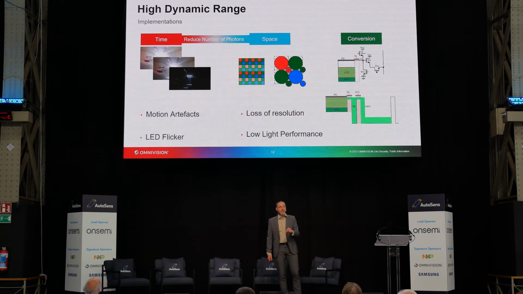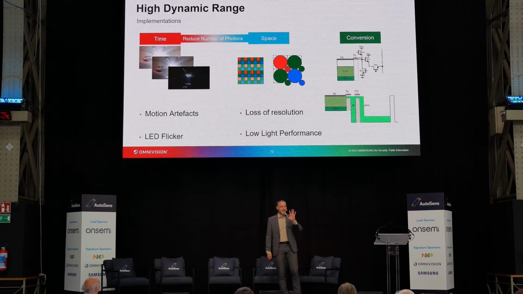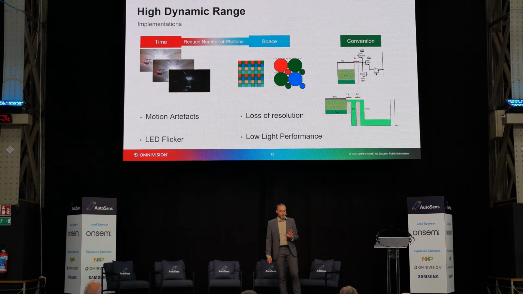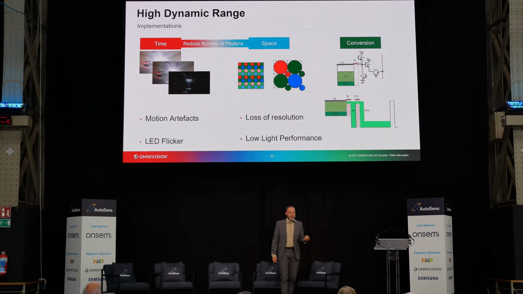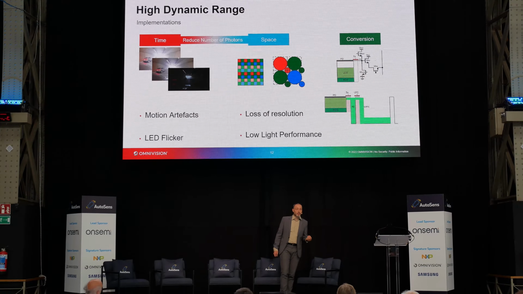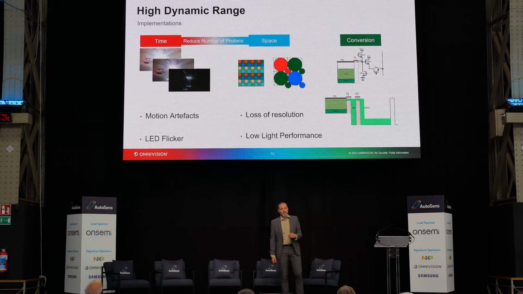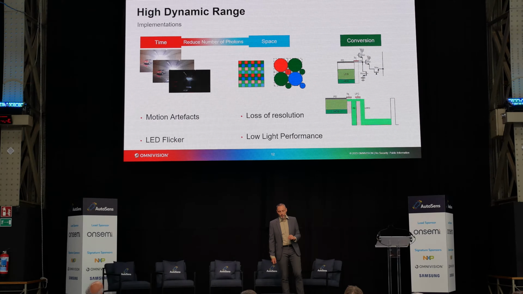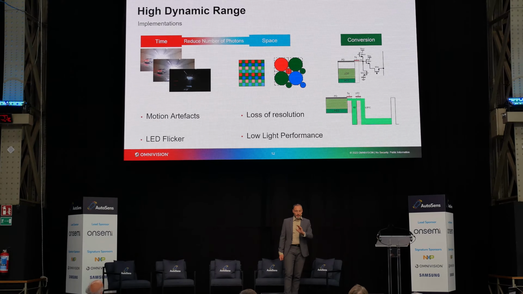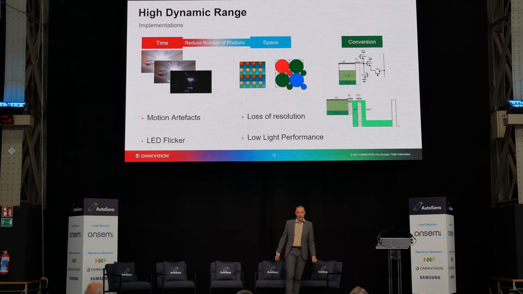The other way is to change the responsivity of pixels across the space in the array. This leads to a, albeit sometimes more theoretical, loss of resolution, but it most definitely hurts your low light performance, especially for smaller pixel sizes. Now we'll talk about this third category later.